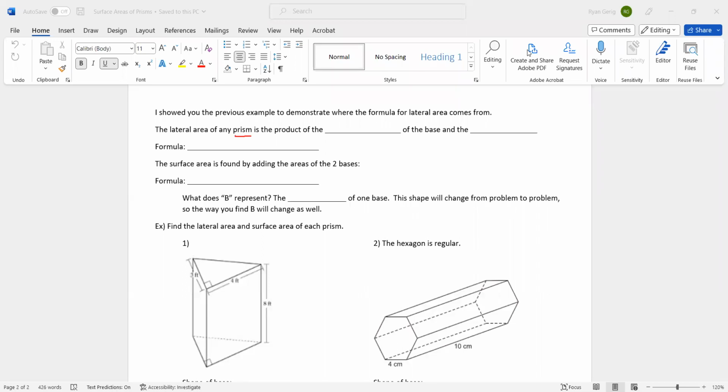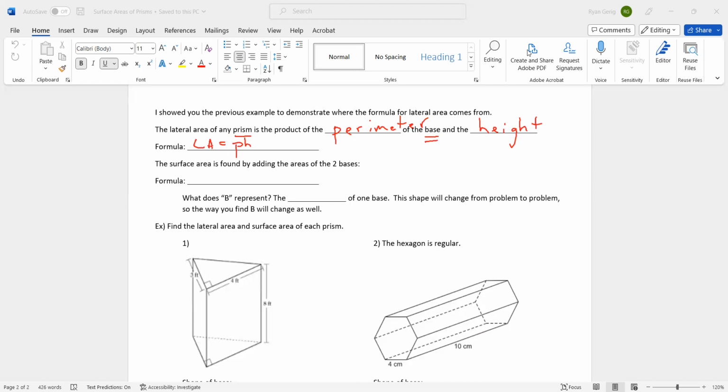Now, the next lesson we're going to go over pyramids. Or actually, the next one's going to be cylinders, but then the one after that's going to be pyramids. It's going to change for that. Okay, and I'll tell you where that comes from when we get to it. But for any prism, the lateral area is found by multiplying, or the product of, the perimeter of the base and the height of the prism. So the formula: lateral area equals PH.